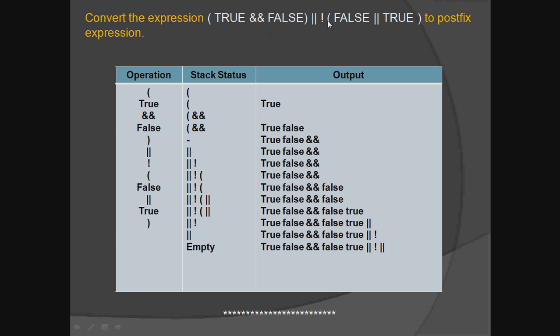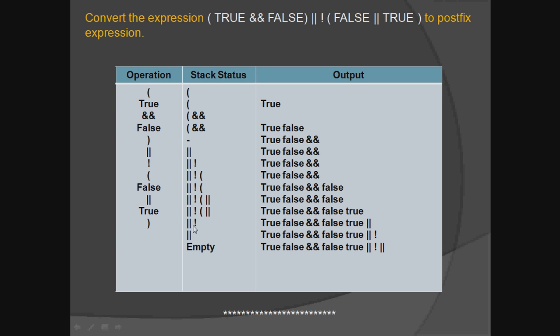Then the left parenthesis is read, and it is pushed into the stack. Then again false is read, and then it is passed to the output. Similarly, the operator symbol is read, and then it is pushed into the stack. As long as the closing parenthesis is not encountered, it will remain inside the stack. Clear? Then true is read, and then it is passed to the output.